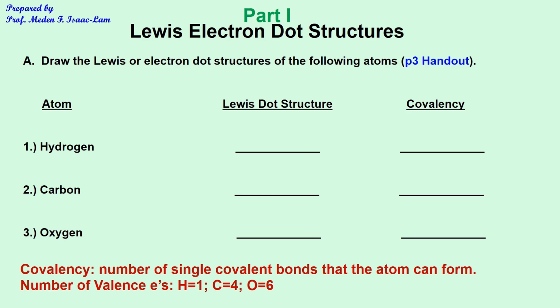Third example is oxygen. The symbol is O. You are going to write under Lewis dot structure the symbol O. And because oxygen has 6 valence electrons and 4 sides, you are going to write 2 dots on one side. Next side is going to be 2 dots again. The third side, 1 dot, and then the fourth side is going to be 1 dot. You have 2 unpaired electrons in oxygen. Therefore, the covalency is 2.